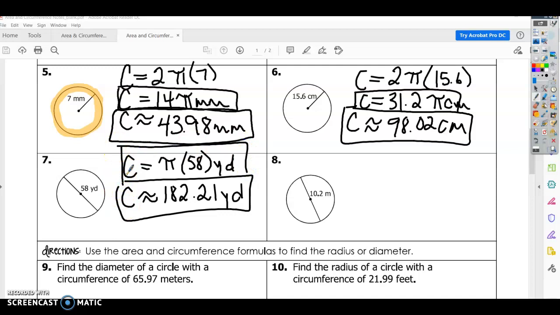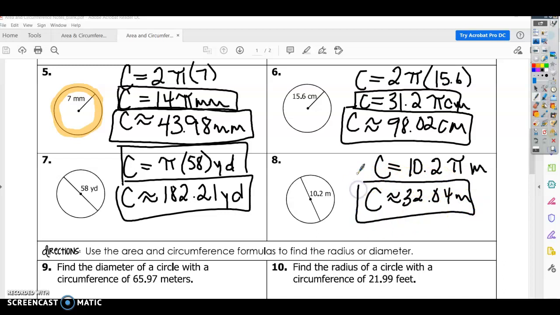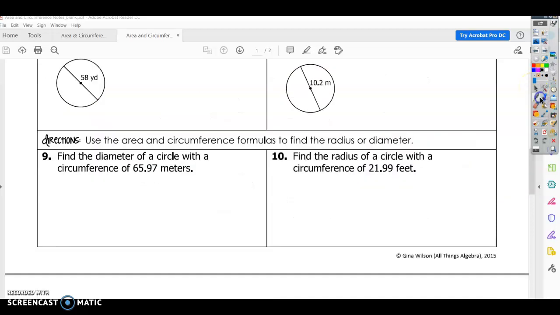All right, number 8 is the same way. This time it gives you the diameter. Circumference equals pi times diameter. This one's in meters. If I multiply 10.2 times pi, I'm going to get 32.04 meters. Again, this is an approximate answer. This one's in terms of pi, or an exact answer.